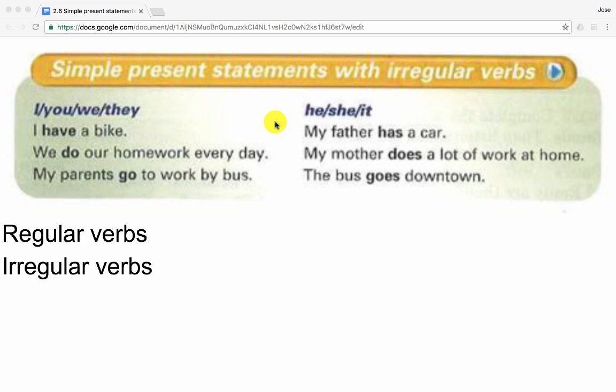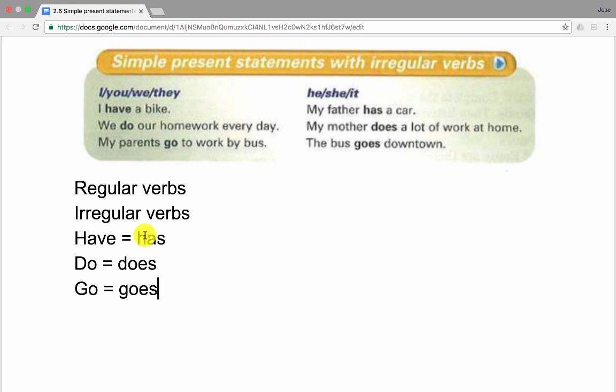If we look at the examples on the right hand side of the chart, we want to demonstrate that whenever we talk about the third person, he, she, or it, these verbs have, do, and go will change. And they change as follows: have equals to has, do equals to does, go equals to goes.